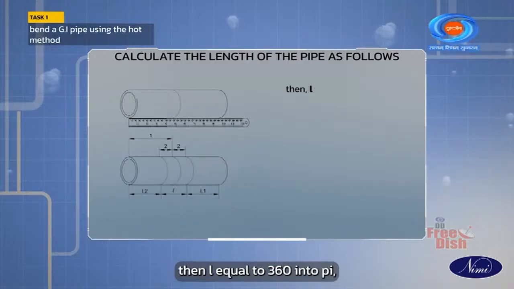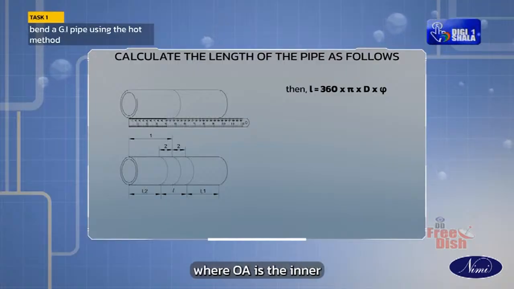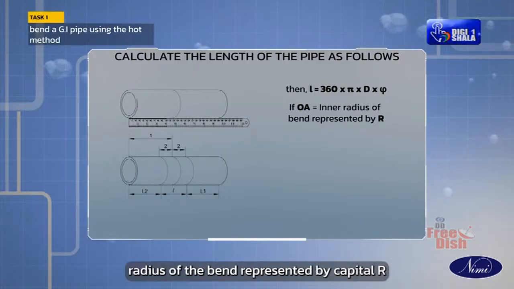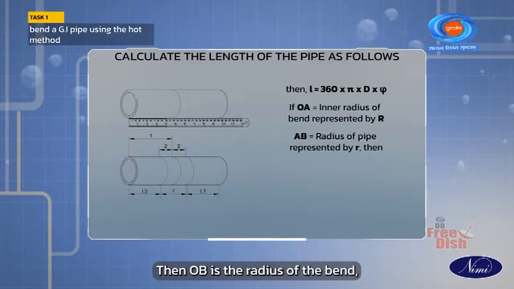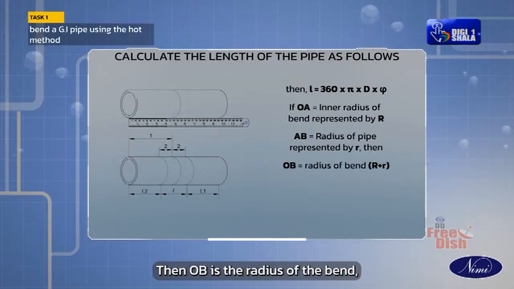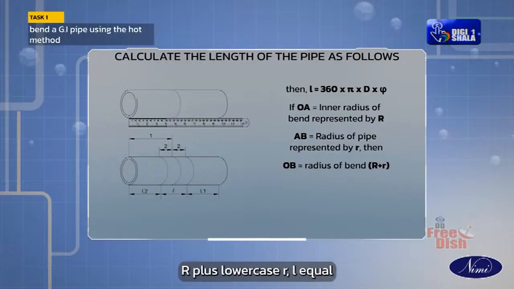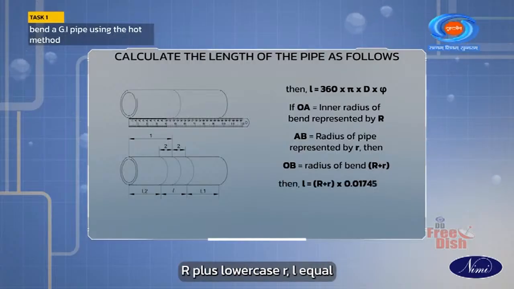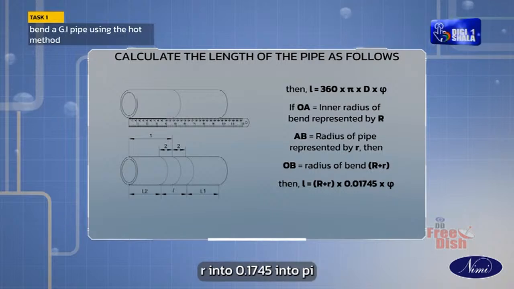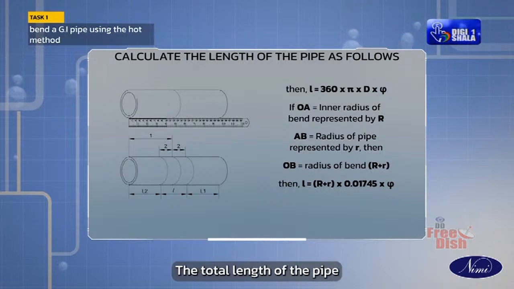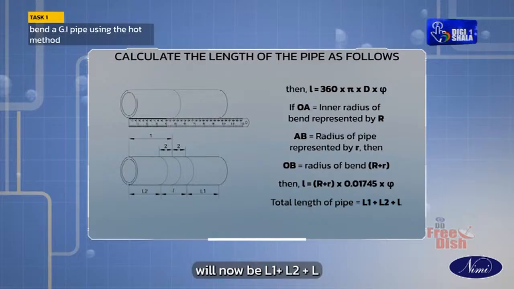curved portion, then L equals pi into D into phi divided by 360, where OA is the inner radius of the bend represented by capital R, AB is the radius of the pipe represented by lowercase r, then OB is the radius of the bend, which is capital R plus lowercase r. L is equal to capital R plus lowercase r into 0.1745 into 5. The total length of the pipe will now be L1 plus L2 plus L.